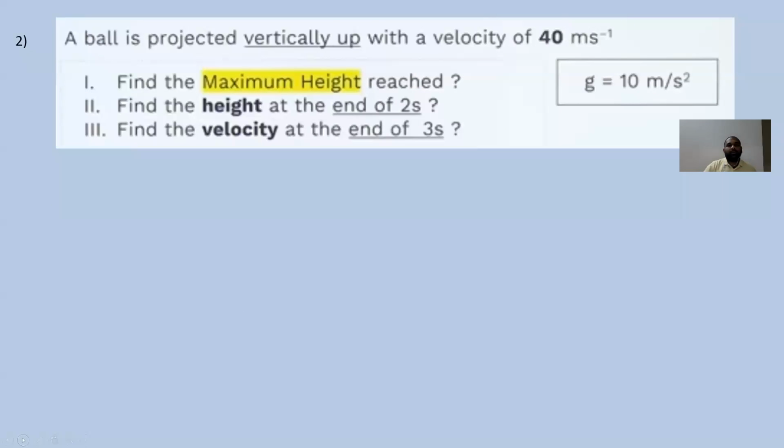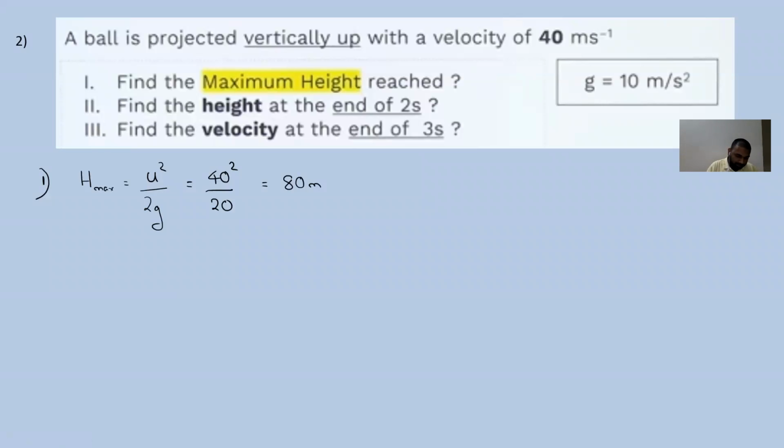Next problem. A ball is projected vertically up with a velocity of 40 meters per second. Find the maximum height reached, find the height at the end of 2 seconds, and find the velocity at the end of 3 seconds. Can you solve this? Solve this and comment your answers. The direct method is using the formula. The first question is regarding maximum height. Maximum height is u square by 2g, which is 40 square divided by 20. If we solve it, we will be getting 80 meters as the answer.